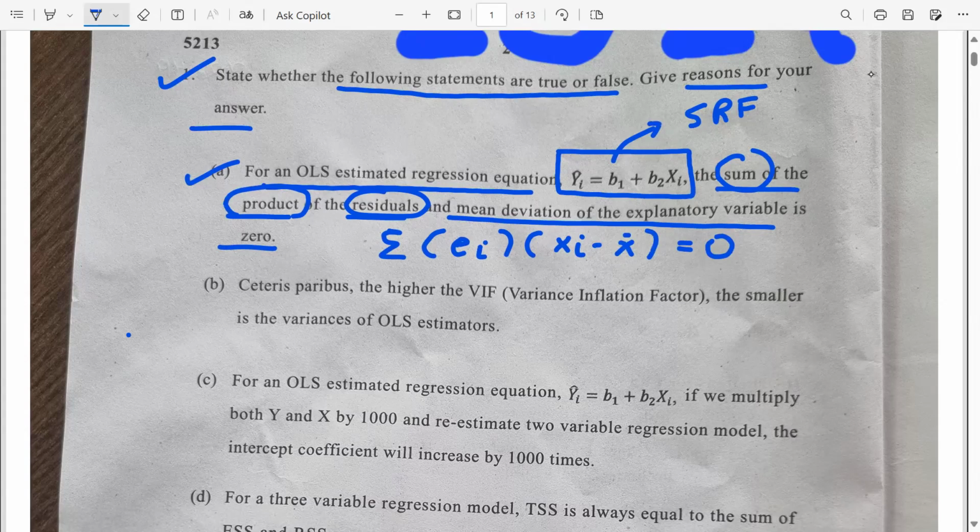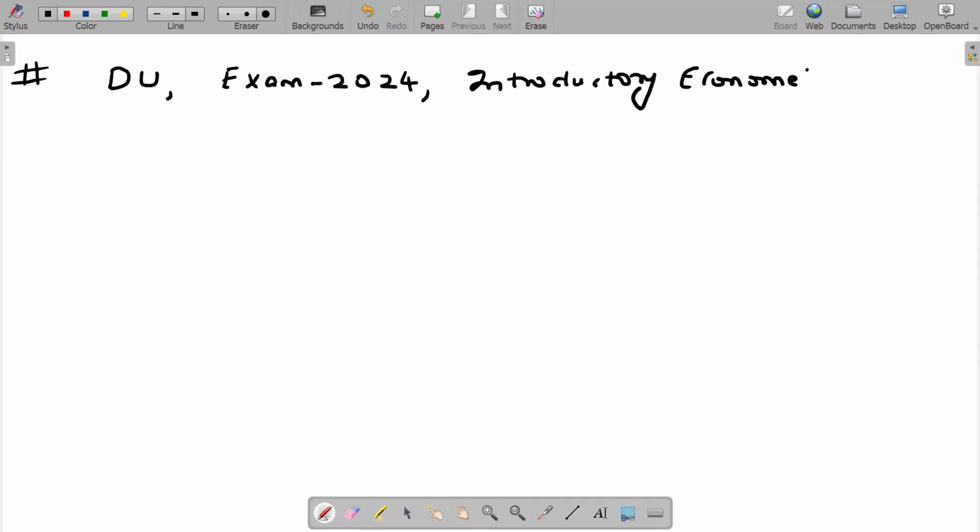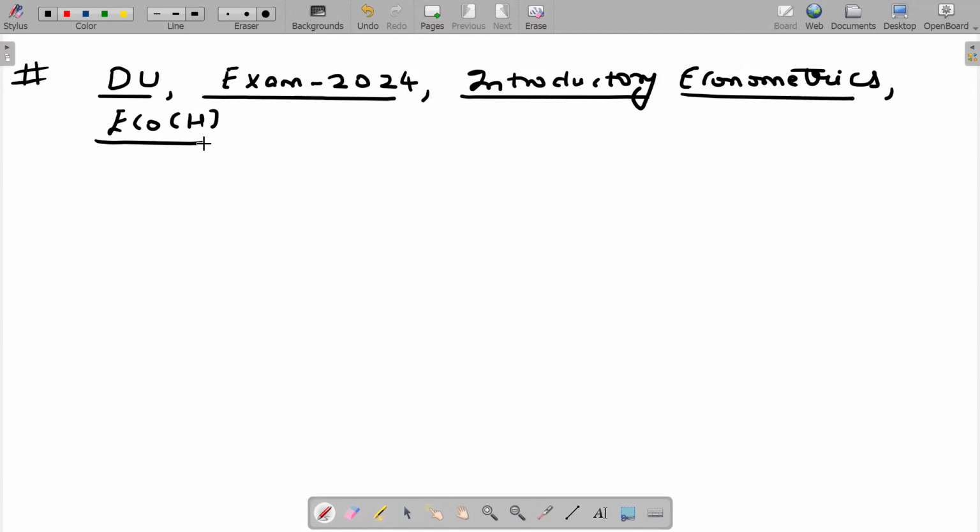Let me quickly come to the whiteboard to solve this. I'm just writing the main heading for completeness. This is Delhi University Exam 2024. Name of the course is Introductory Econometrics. This lecture is recommended particularly for students who are pursuing BA Honors Economics from University of Delhi. If you are pursuing a BA program course and you have introductory econometrics, you can still watch this lecture to gain knowledge about the kind of questions which come up in the Delhi University exam. But particularly the lecture is focused on economics honors students.